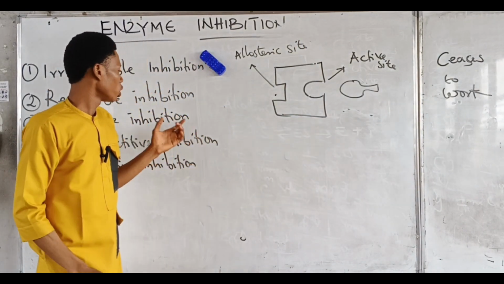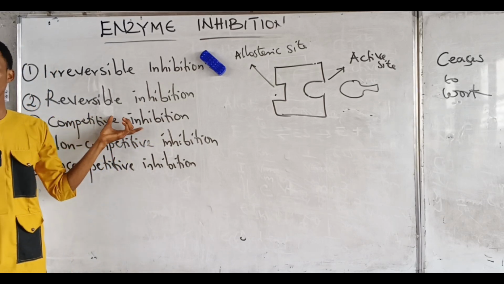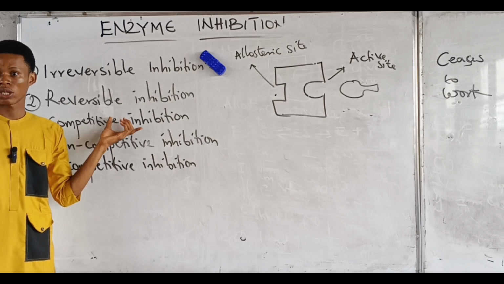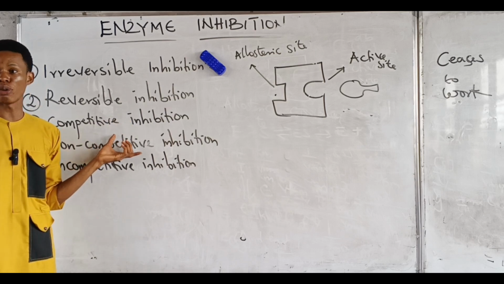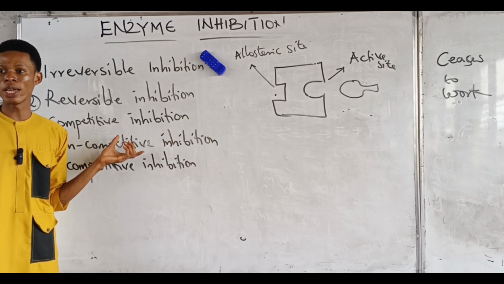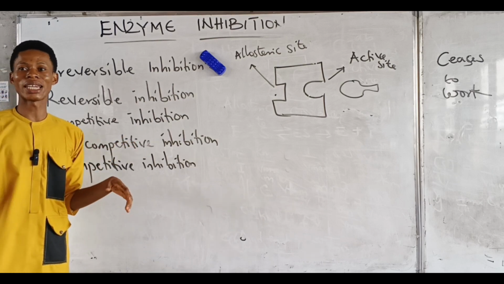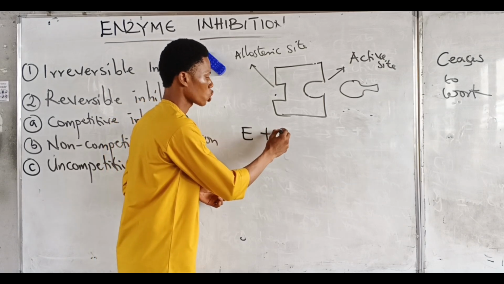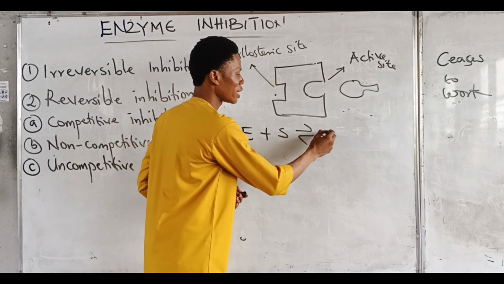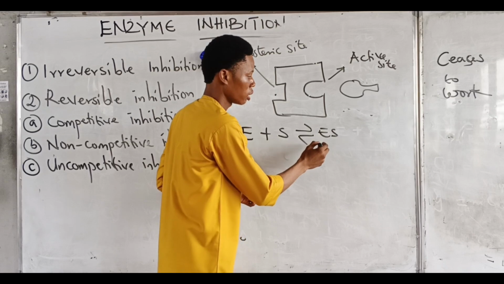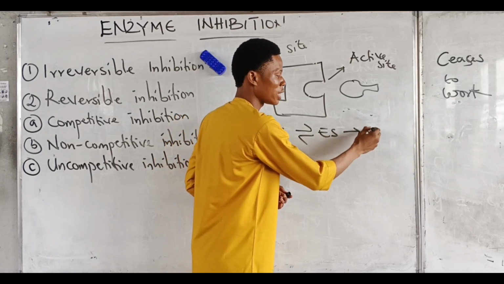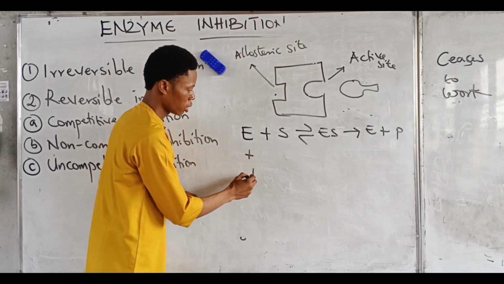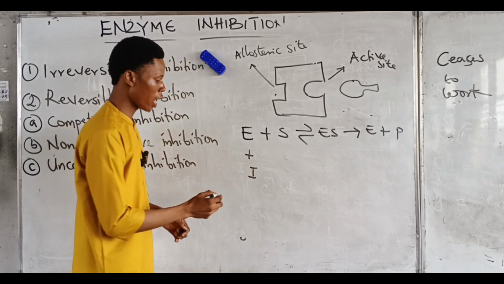All right, so the bottom line here is competitive inhibitors have the same shape as the substrate. But non-competitive inhibitors don't have the same shape, right? So where do they bind? The allosteric site. Now look at this. If we have an enzyme plus substrate, we have the enzyme substrate complex, right? And if catalysis takes place, we have enzyme plus product. Now, can the inhibitor bind here? If the inhibitor binds, what do we have?